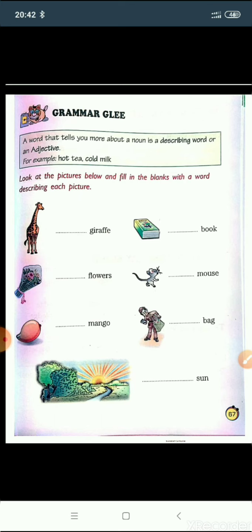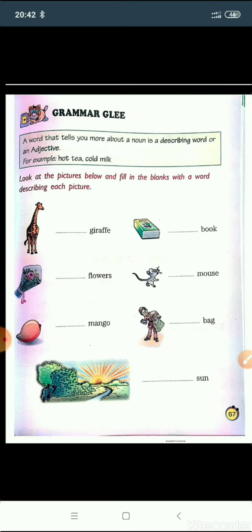So fresh is the describing word. Then when I say loud music, the word loud is a describing word. It describes the sound. So in this way, describing words also describe looks, taste, feel, smell or sound of someone or something. So I hope the meaning of describing word is clear to you. A word that tells you more about a noun is a describing word.